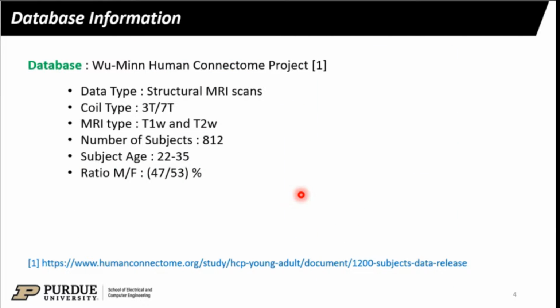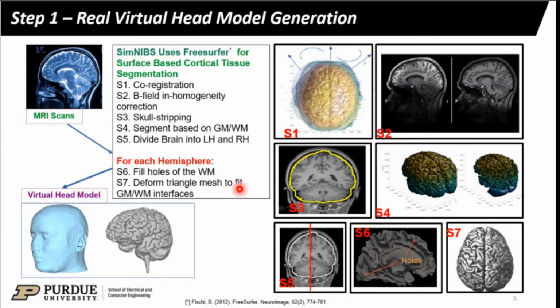So the database that we are going to use is from the Human Connectome project. You can refer to this database from this link that I have shown here. The data are structural MRI scans and they are from either 3 Tesla or 7 Tesla MRI coils. The type of MRI scans are T1 weighted and T2 weighted. There are 812 subjects in our database and those subjects are within the range of 22 and 35. And we have equal number of males and female subjects.